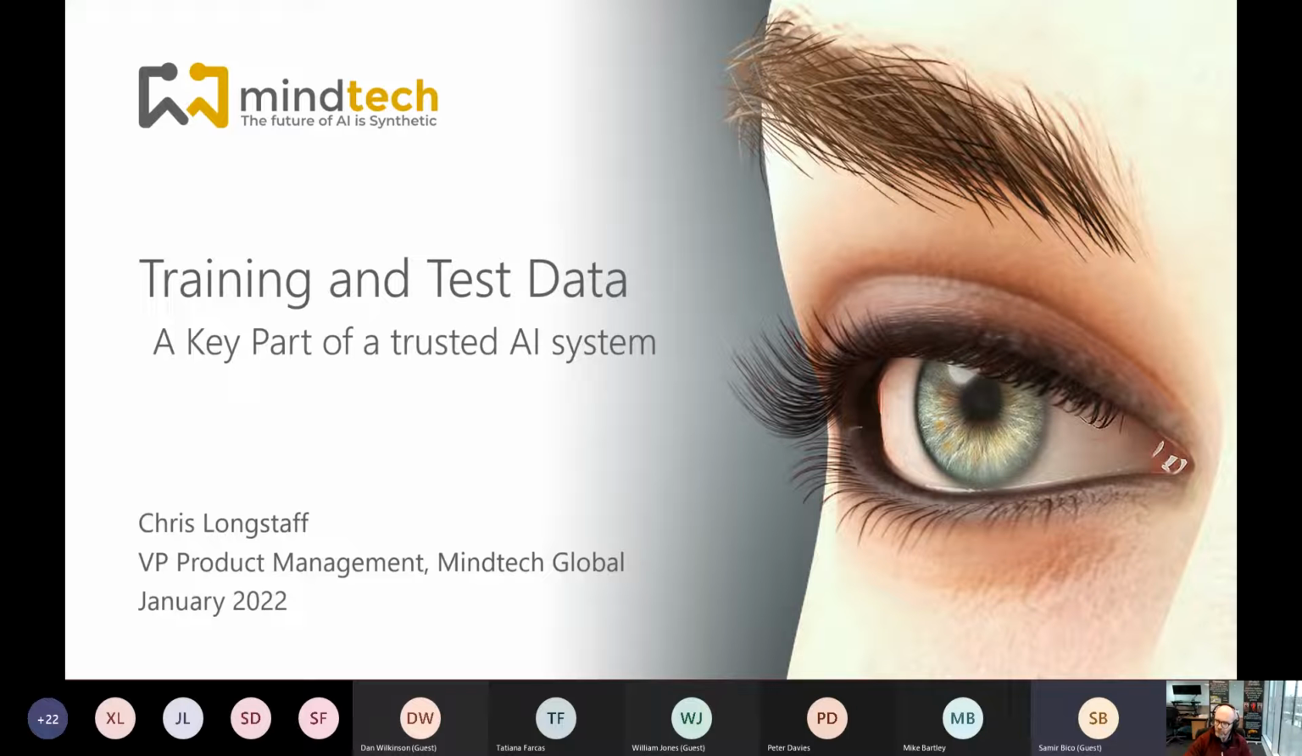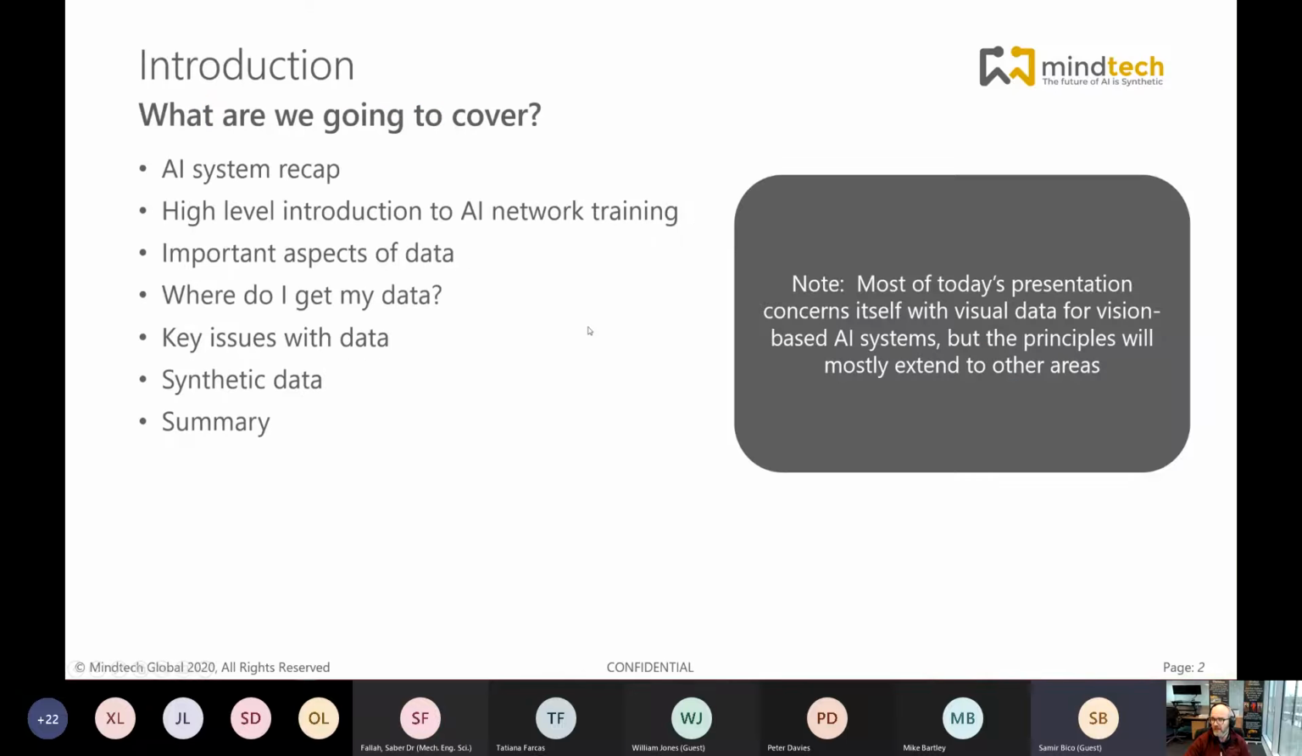I'm going to talk a little bit about training and test data today, and really how that fits into trusted AI systems. So a quick recap of AI systems as a whole, a quick introduction to what we mean by training, and then just talking through the data, why it's important, and some of the key issues that we get with data.